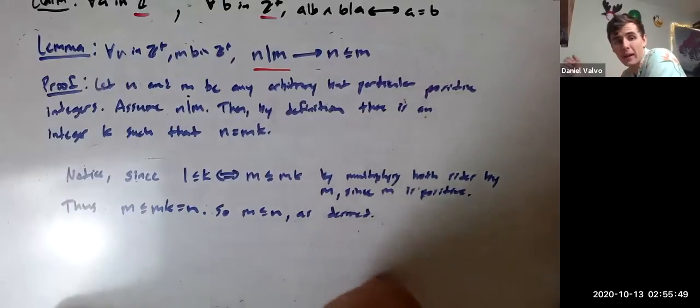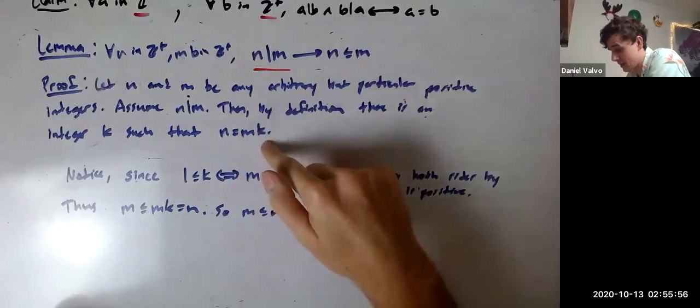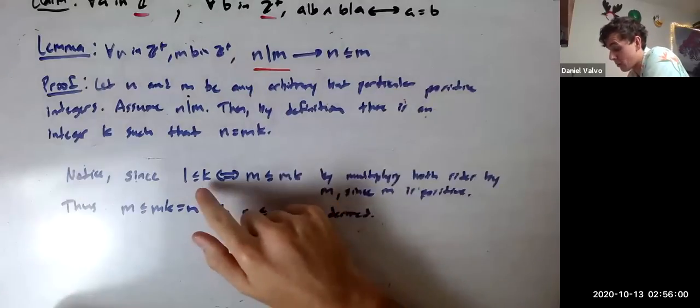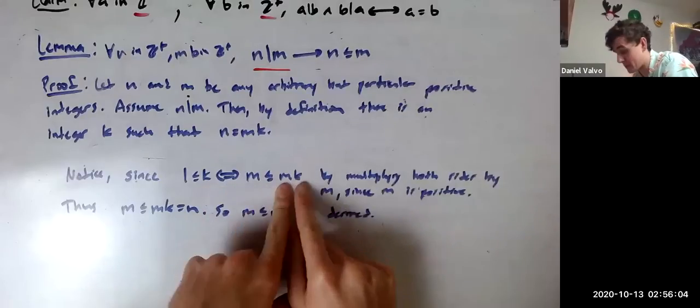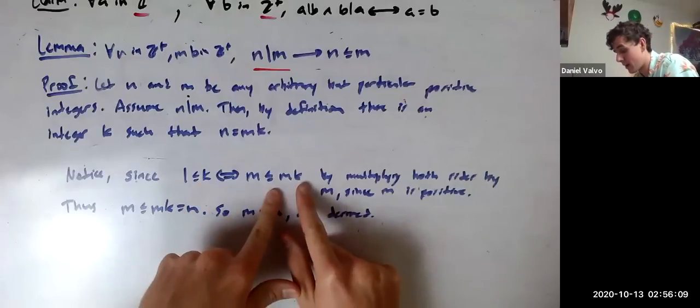So the point is, if n divides m, n is going to equal m times k, and then k is going to be greater than or equal to 1, meaning m is going to be less than or equal to m times k in particular, right, because k is bigger than 1, so if we multiply, it's going to be bigger. But mk equals n, so m is less than or equal to n.